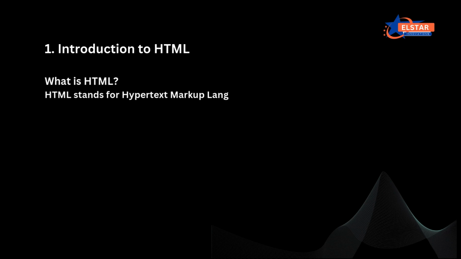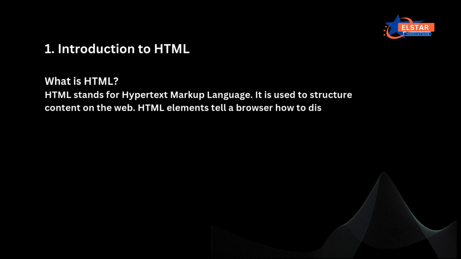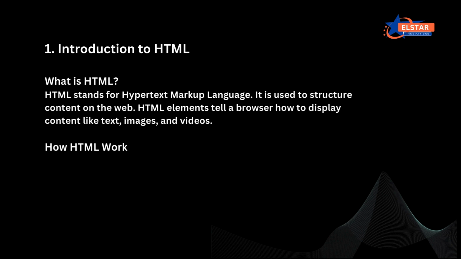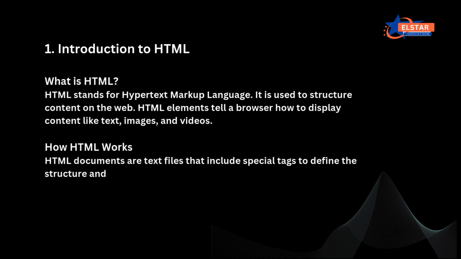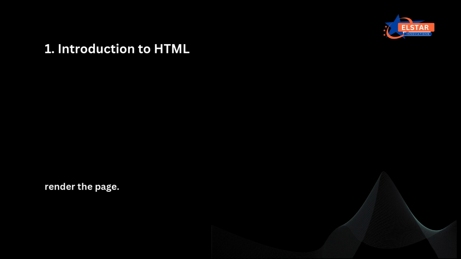What is HTML? HTML stands for Hypertext Markup Language. It is used to structure content on the web. HTML elements tell a browser how to display content like text, images, and videos. How HTML works: HTML documents are text files that include special tags to define the structure and layout of a web page. The browser reads these tags to render the page.